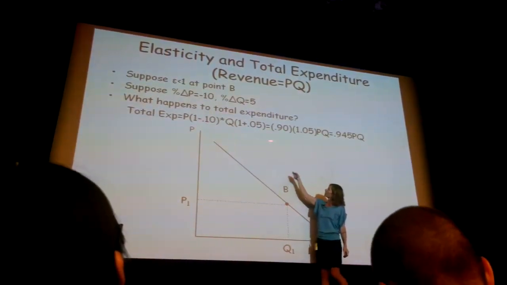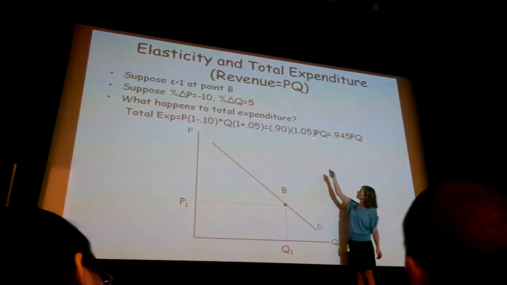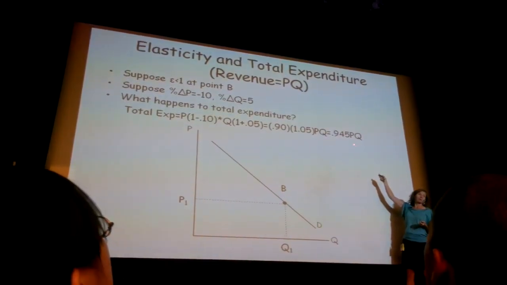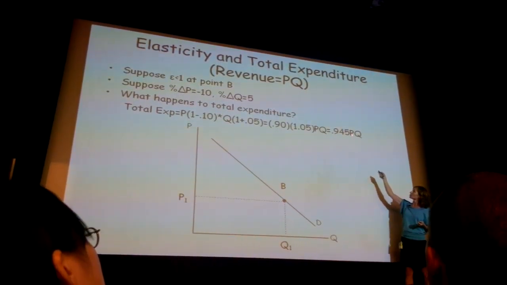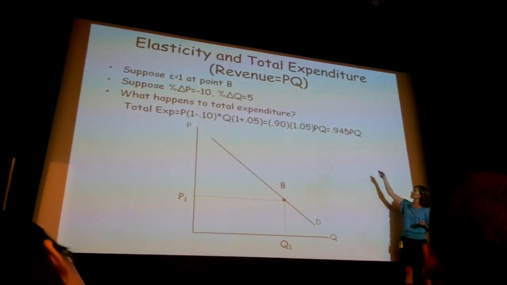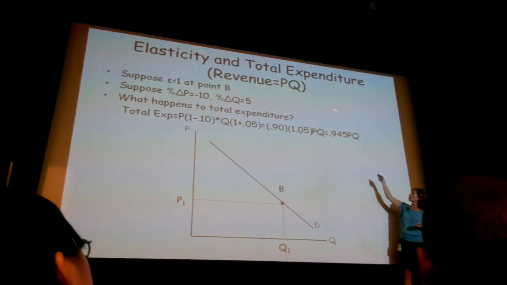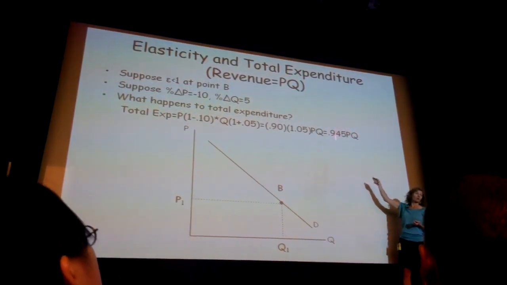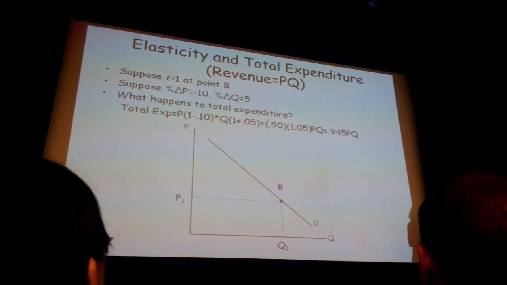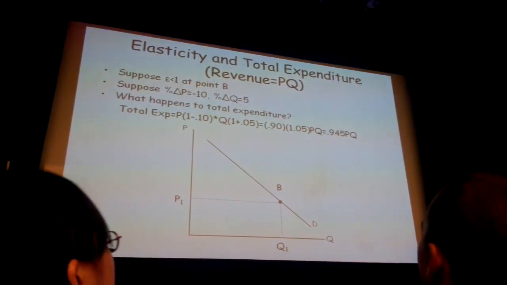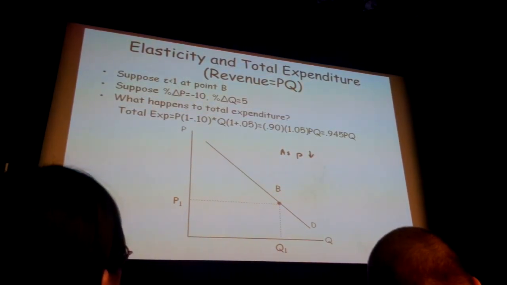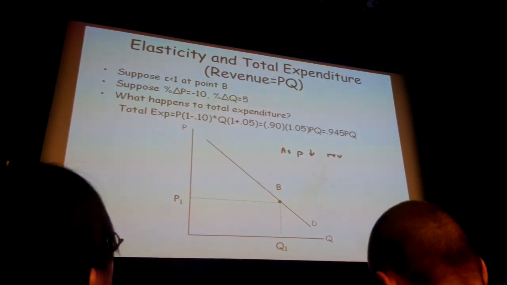If you just multiply 0.90 times 1.05, that is 0.945 times price times quantity. This coefficient on P times Q is less than 1, meaning that total revenue or total expenditure, they're the same thing, has fallen. The total revenue has fallen. And so this is a case where we see price falling. Revenue also falls.